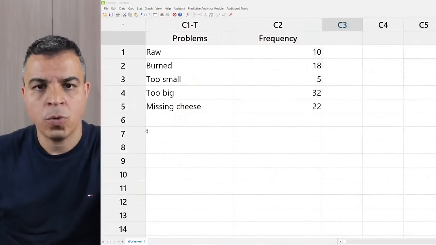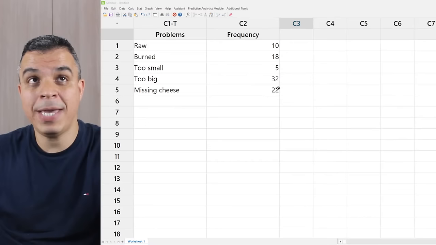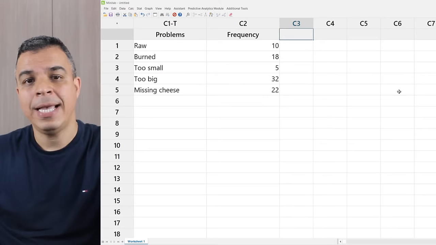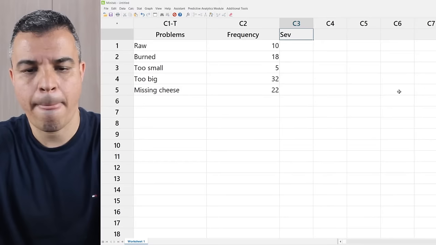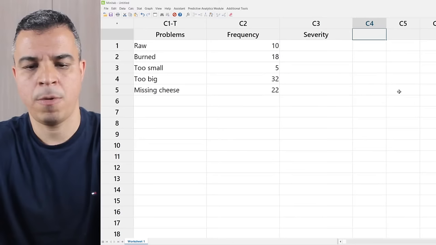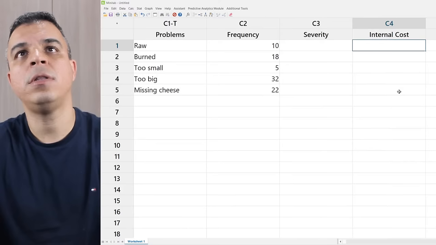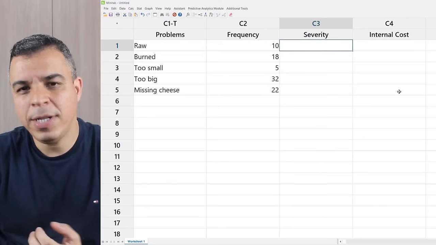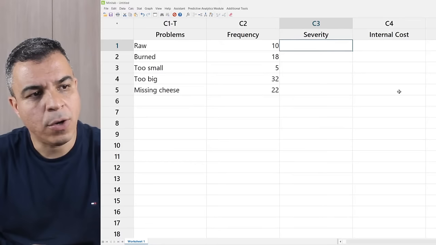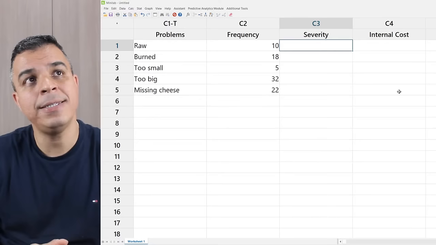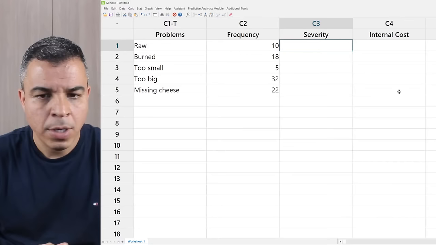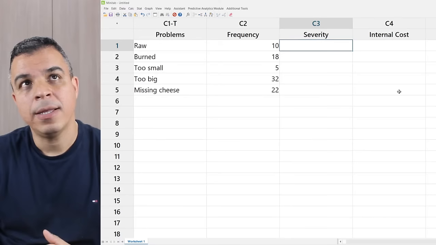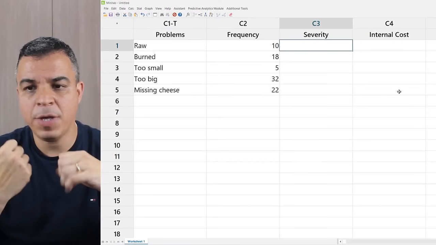So let me share here with you. There are many different ways to consider multiple dimensions. One of them is simply by adding here severity, for example. Severity or internal cost. So we can talk about the severity, and here I am using the concept from FMEA, failure mode and effect analysis. Here I'm talking about severity in terms of how we can quantify the negative impact to the customer.